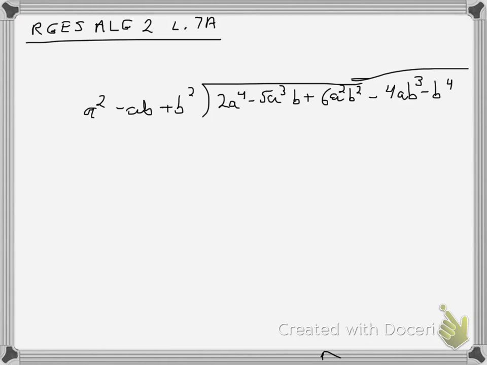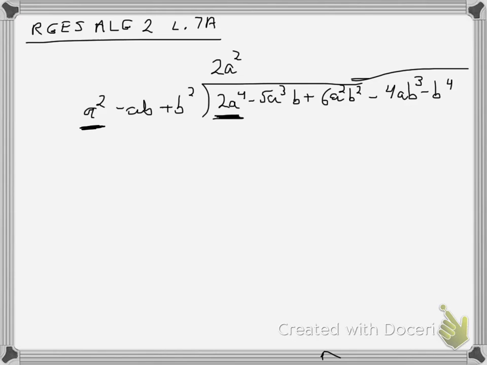Now, in many ways, I think dividing polynomials is actually easier than many long division problems, perhaps because usually the numbers you're working with are simpler. So I'm looking at the first term of my trinomial divisor, and I'm looking over here at the first term. What would I have to multiply a squared by to get 2a to the fourth? The answer is, I'd have to multiply it by 2a squared.